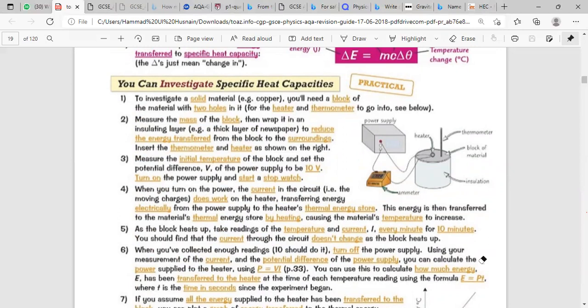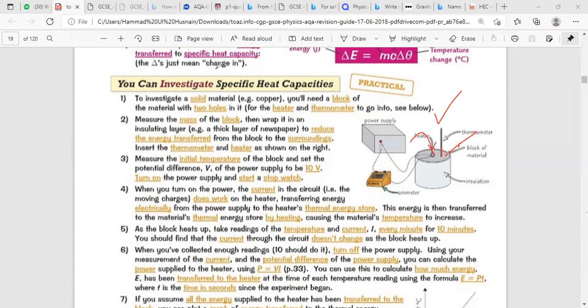There is a practical in which it's given how we can find the heat capacity of a material. So in the first step, to investigate a solid material like, for example, copper, you will need a block of the material with two holes in it for the heater and thermometer. Basically, you can see in this figure that if we want to investigate a solid material, we need to have two holes in it, like this hole and the second one this hole.